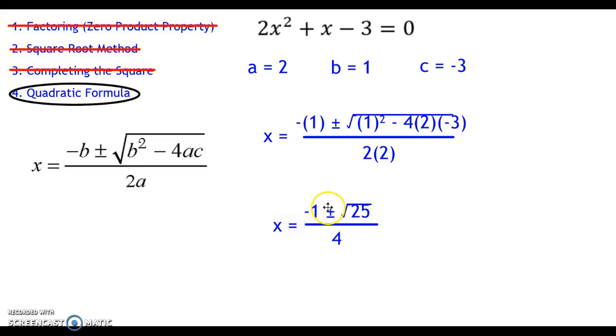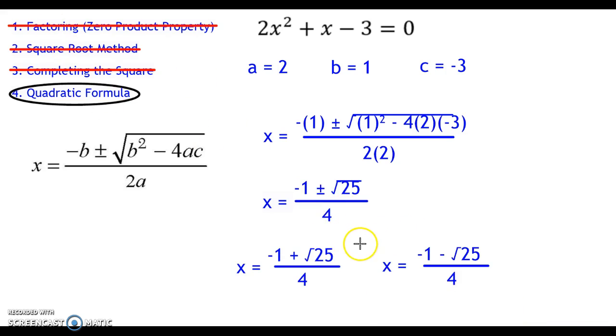is just indicative of the fact that when we take the square root of any number, we should get a positive and a negative answer. So after this step, we need to split it into two different parts. Negative 1 plus square root of 25 over 4, and also negative 1 minus square root of 25 over 4. So you can see our split, and we can even draw a line between them here to represent the fact that there are two different answers. X equals negative 1 plus rad 25 over 4, x equals negative 1 minus rad 25 over 4.